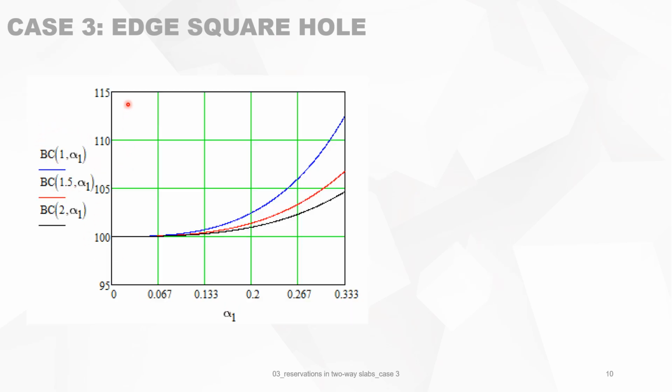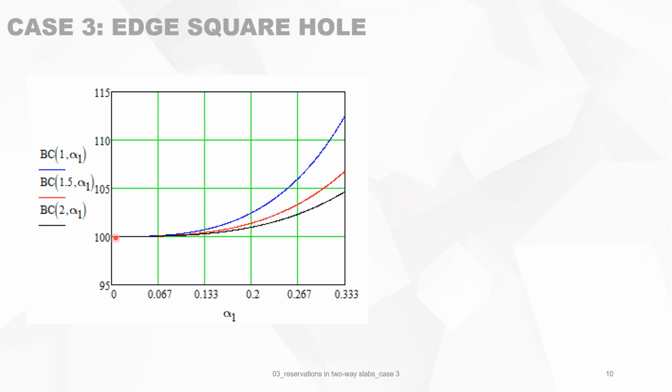Now we can make a graph. On the y-axis is the bearing capacity for different values of alpha, which is the geometry of the slab, in function of the size of the hole. We know that alpha 1 must be smaller than 1/3 of the smallest size of the slab. Otherwise, you are not in case 3 hole. So that's why this is cut off there. I will concentrate on this.